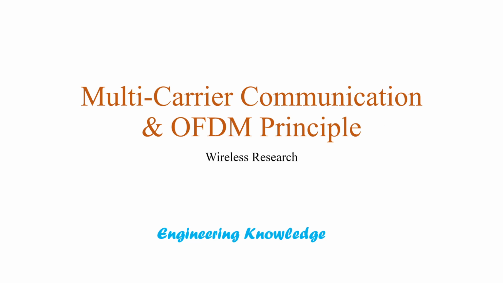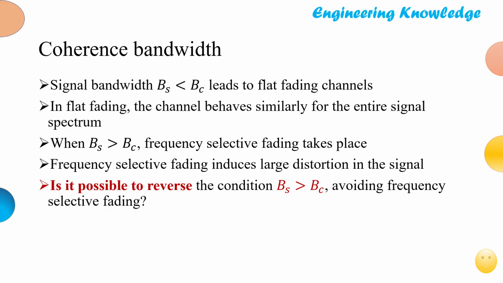Welcome to the next lecture in which we will discuss multi-carrier communication systems and principles of OFDM systems. In the previous lecture, we have seen that if the signal bandwidth B suffix S is smaller than the channel coherence bandwidth, then this leads to flat fading. Flat fading means that the complete signal will undergo a similar kind of signal degradation.